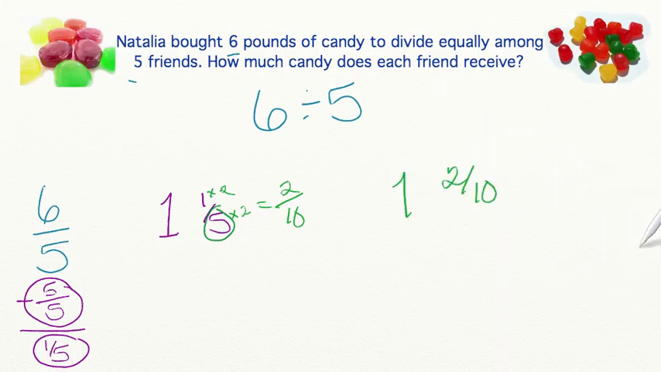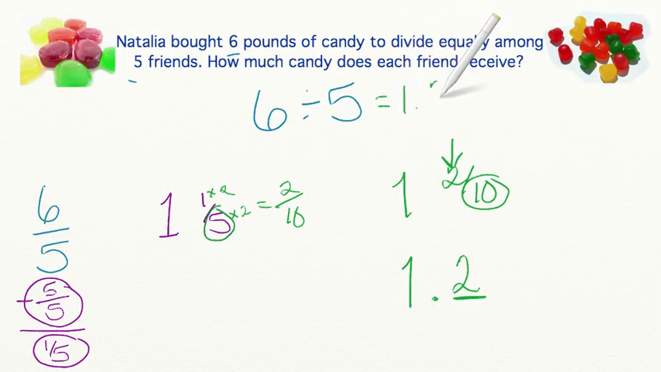And to change this into a decimal, we're going to keep our 1 whole, put our decimal point to show part of a whole, and then we go to our tenths place and put our numerator in the tenths place. 1 and 2/10 as a fraction can be written as 1.2 as a decimal. That means that each friend is going to receive 1 and 2/10 pounds of candy.